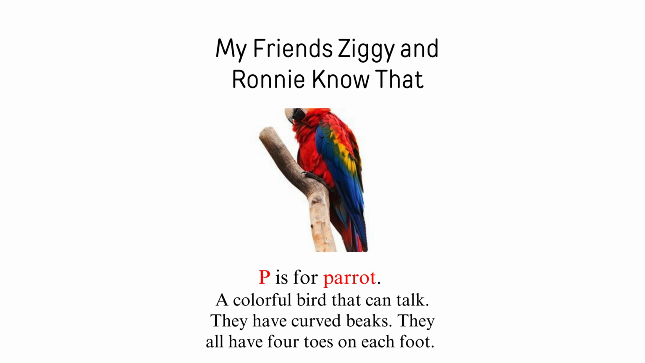What makes owls different from other birds in your area? My friends Ziggy and Ronnie know that P is for parrot. A colorful bird that can talk. They have curved beaks. They all have 4 toes on each foot. What are the types of birds near the area where you live? What makes parrots different from other birds?